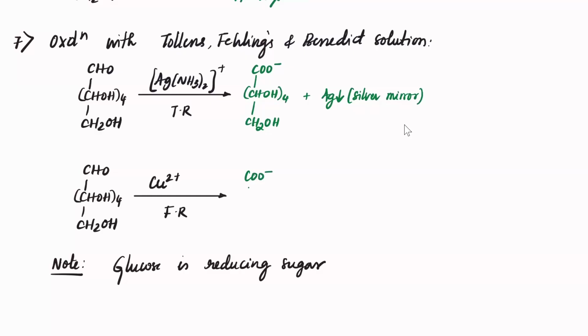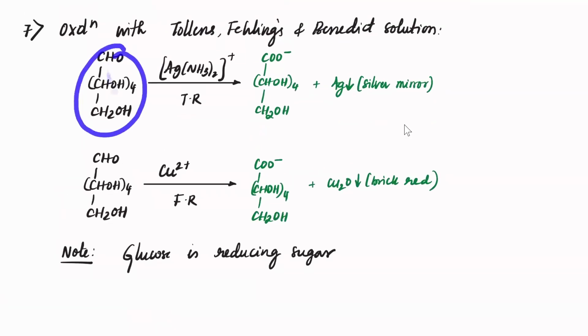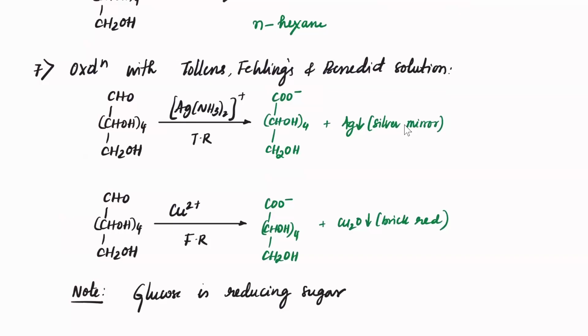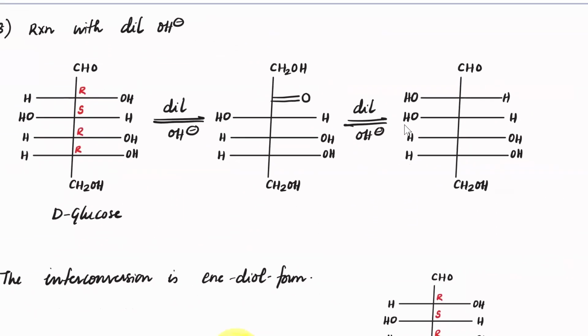The same thing would happen here also, which we call Fehling's solution. Fehling's solution is also the same, with a precipitate of Cu2O, which is a brick red precipitate. And remember, glucose is a reducing sugar. Reducing sugar means it will easily get oxidized itself to convert into the acid form, and silver or copper will get reduced. Clear with the nature of this oxidation reaction?